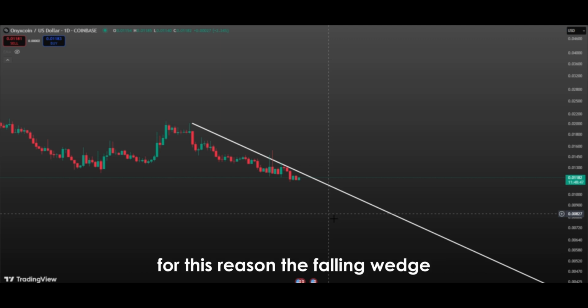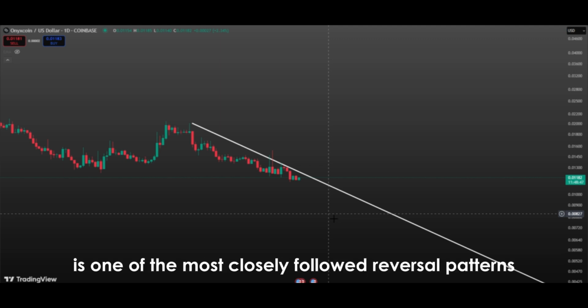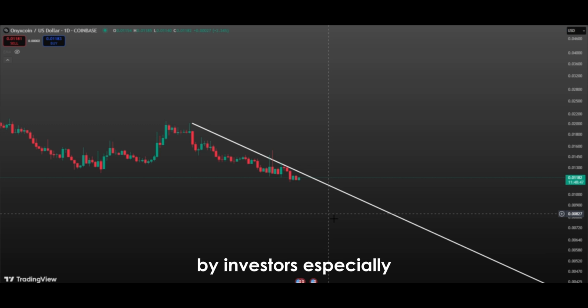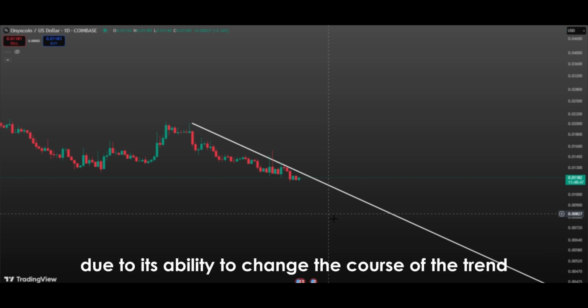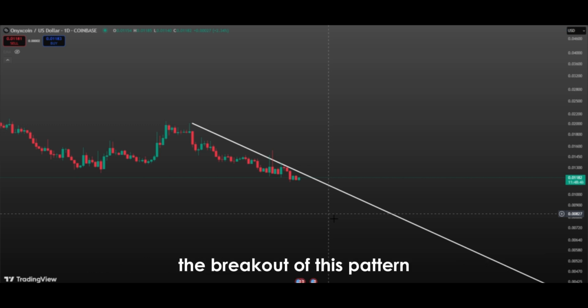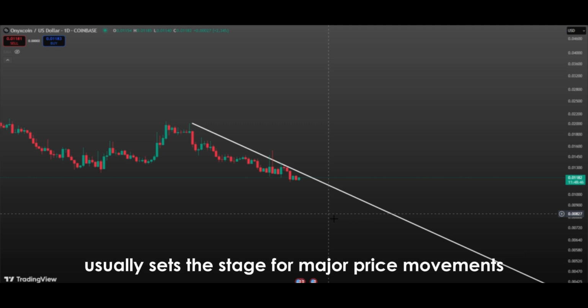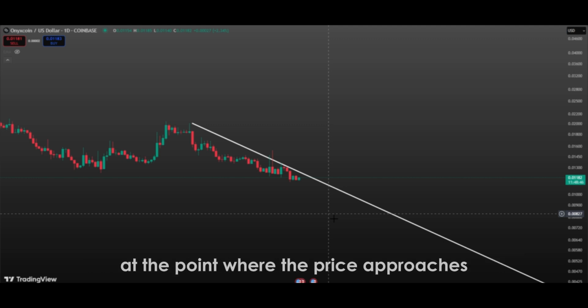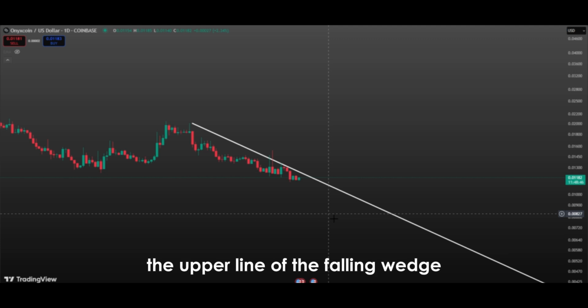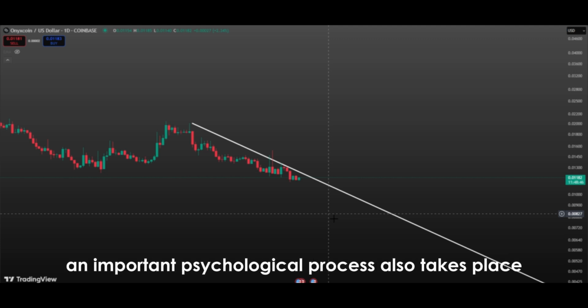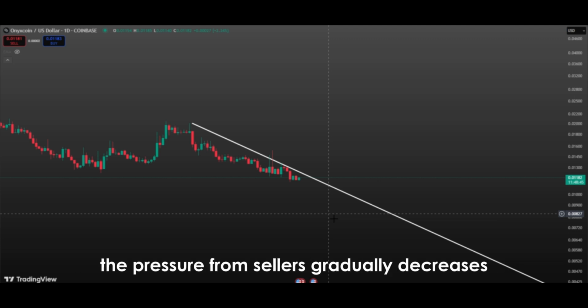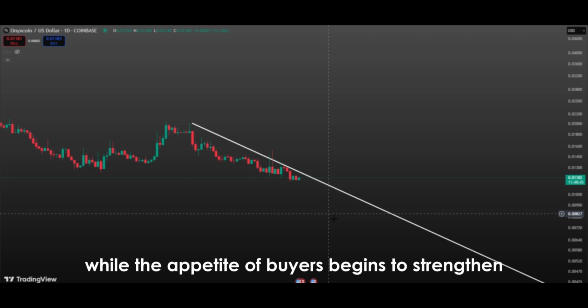For this reason, the falling wedge is one of the most closely followed reversal patterns by investors. Especially due to its ability to change the course of the trend, the breakout of this pattern usually sets the stage for major price movements. At the point where the price approaches the upper line of the falling wedge, an important psychological process also takes place, because in this region, the pressure from sellers gradually decreases while the appetite of buyers begins to strengthen.